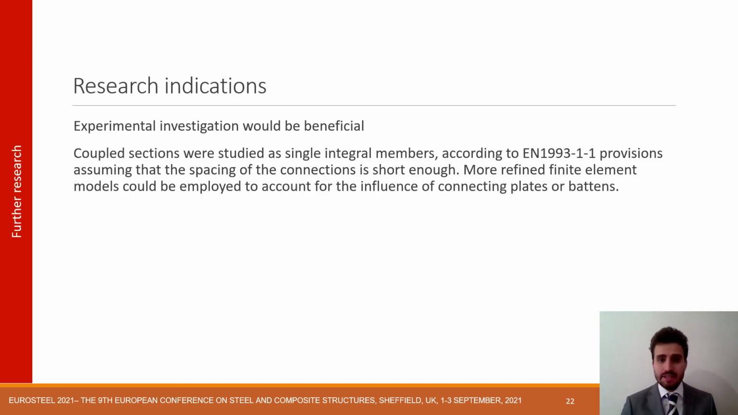In future developments, experimental investigations would be beneficial. Moreover, coupled sections were studied as single integral members, according to Eurocode 3 Part 1-1 provisions, assuming that the spacing of the connections is short enough. However, more refined finite element models could be employed in order to account for the influence of connecting plates or buttons.